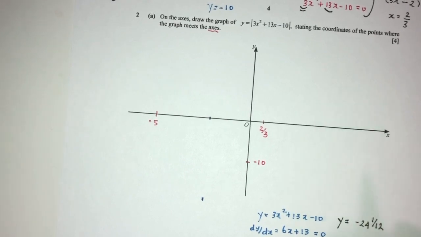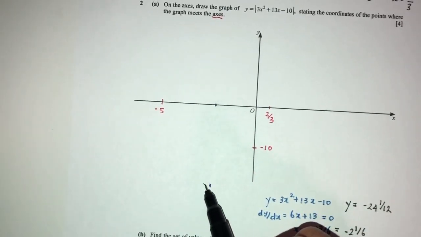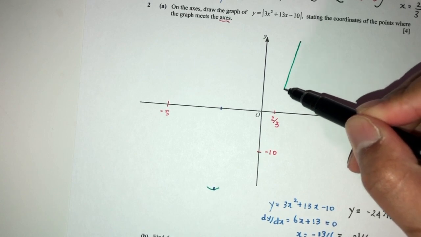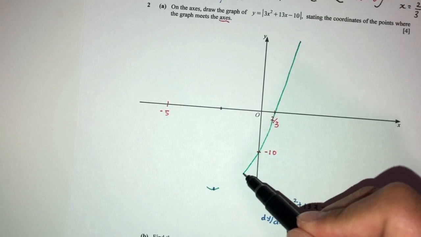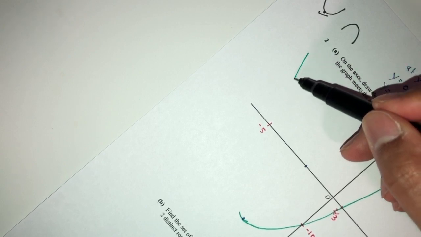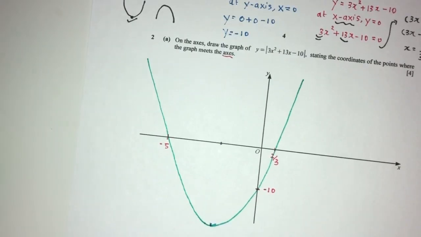Now, from what I can see, I know it will be this shape. This will be my minimum point here. Try your best to form a smooth curve. So from what I have, it seems that I have something like this. Again, always use a pencil for your drawing. Something like this. Okay, so this is the initial draft.